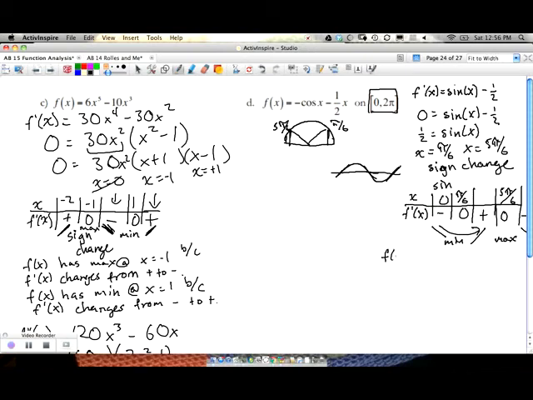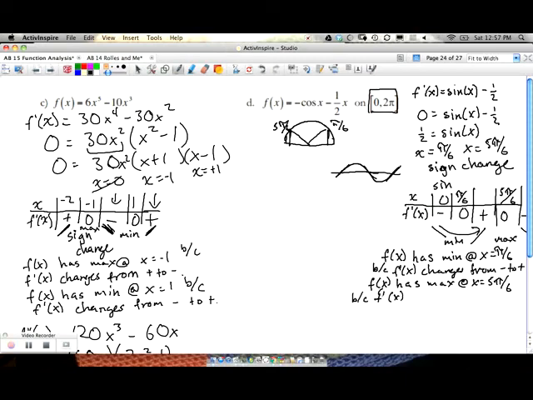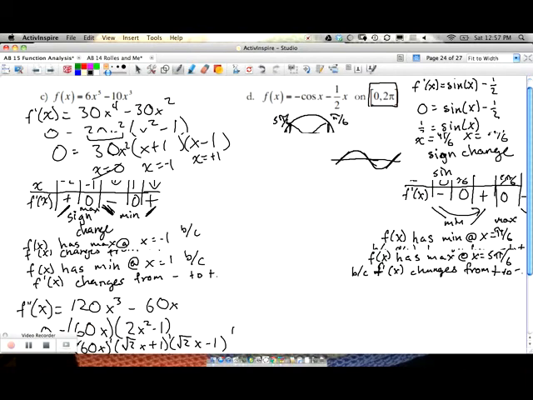Excellent. So that means f of x has a min at x equals pi over 6 because f prime of x changes from negative to positive. Similarly, f of x has a max at x equals 5 pi over 6 because f prime of x changes from positive to negative. Just kind of summarizing our findings there so we can prove that we actually understand them.